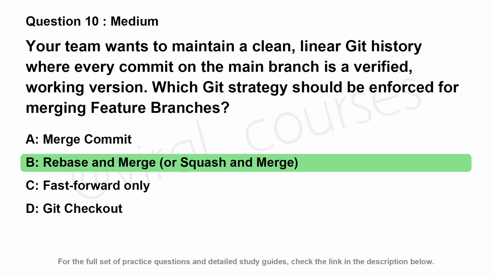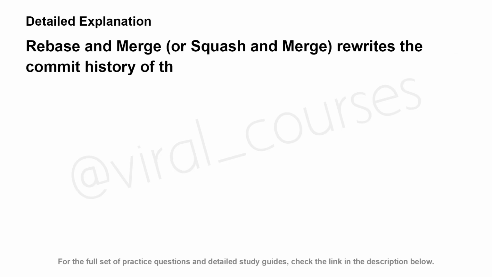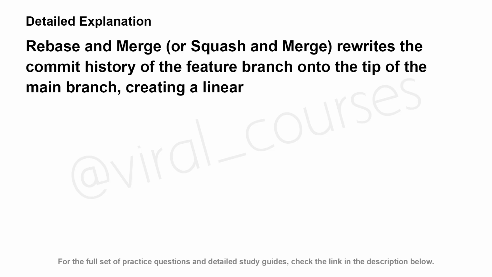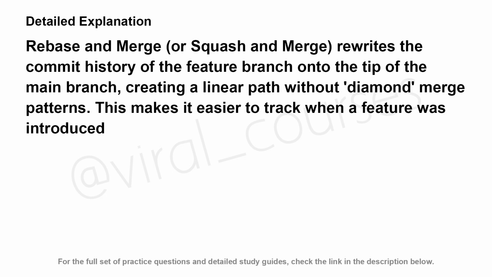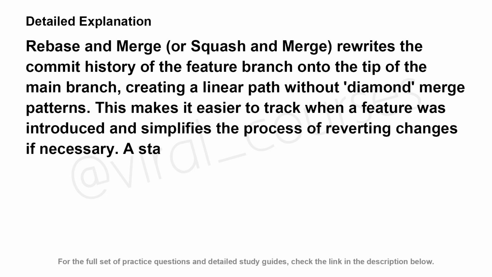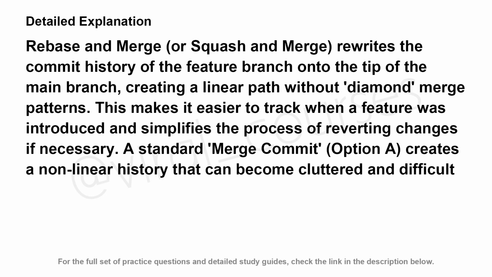The correct answer is B. Rebase and merge, or squash and merge, rewrites the commit history of the feature branch onto the tip of the main branch, creating a linear path without diamond merge patterns. This makes it easier to track when a feature was introduced and simplifies the process of reverting changes if necessary. A standard merge commit, Option A, creates a nonlinear history that can become cluttered and difficult to read in large projects.